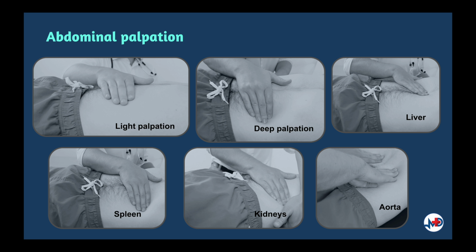However, if the spleen is enlarged, you'll be able to feel the edge of the spleen at the left costal margin, and this would suggest splenomegaly. Next would be ballotting the kidneys.